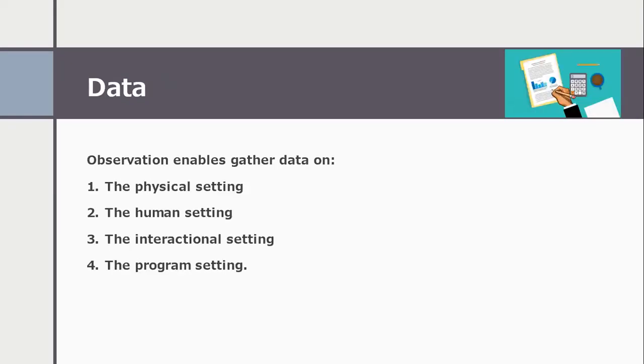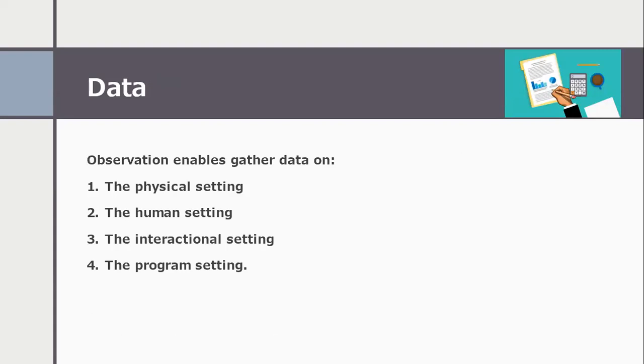Ma'am, next, please. Observation enables us to get data on the physical setting, the human setting, the interactional setting, and the program setting. According to Morrison, observation opens the way for the researcher to get data on the following: the physical environment. The physical setting means the researcher is able to collect data about the physical environment and the organization.